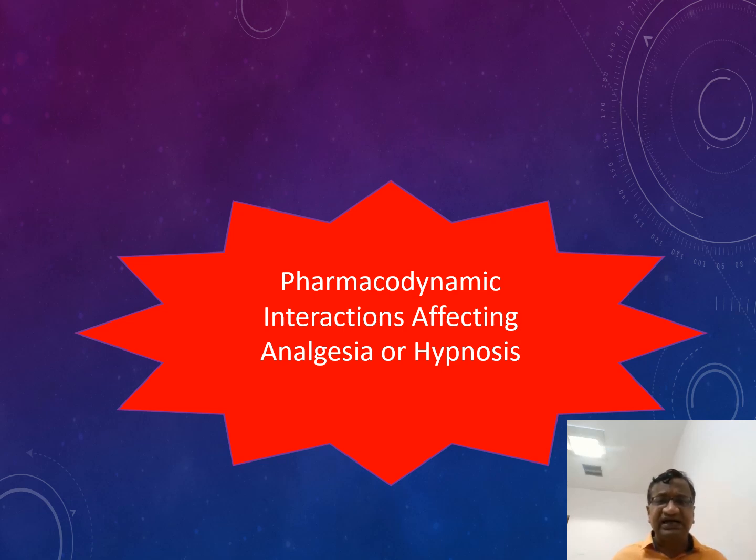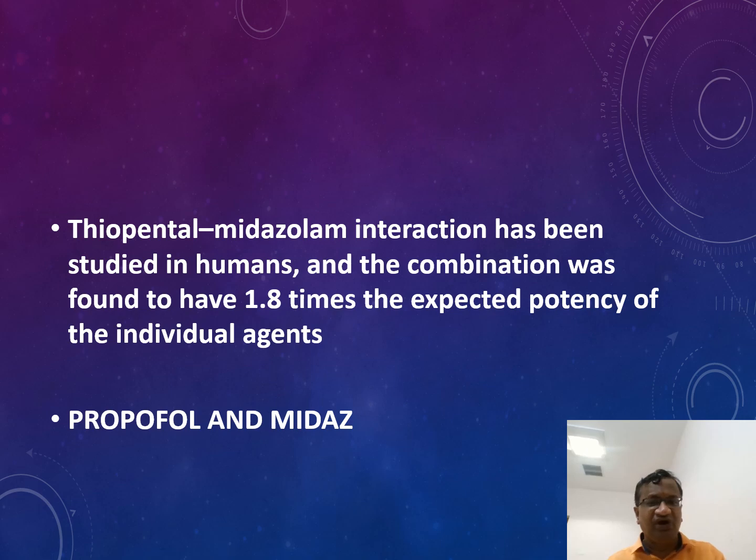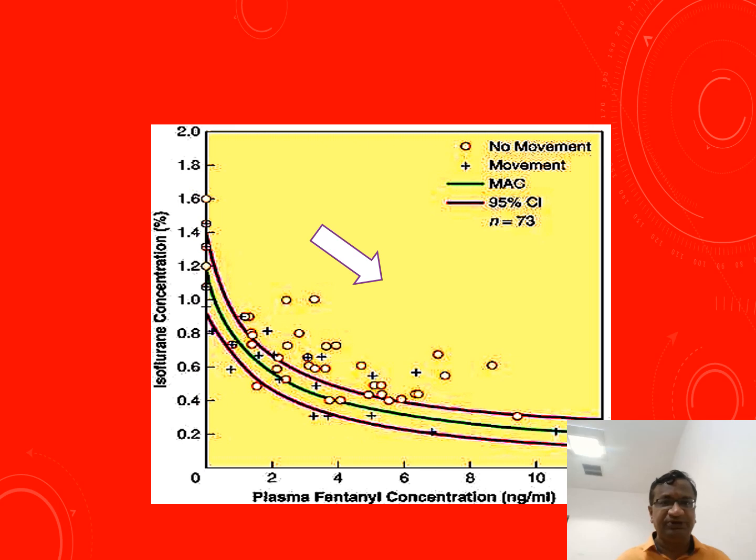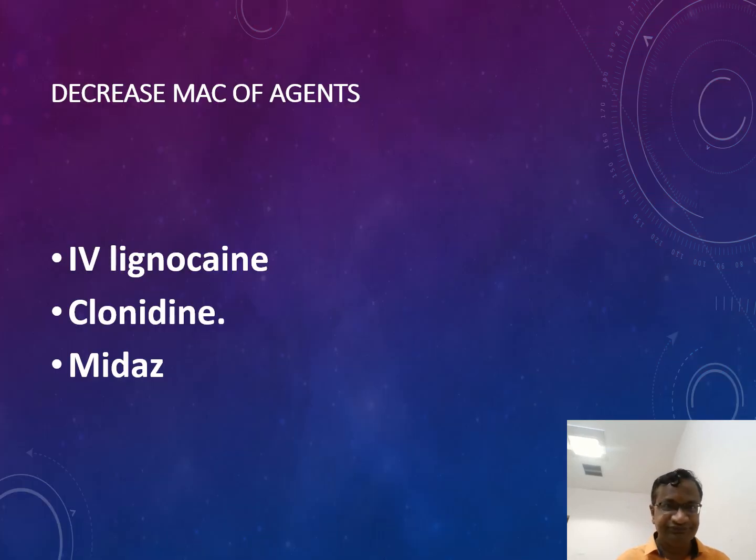Now, pharmacodynamic interactions affecting analgesia: propofol and midazolam. For thiopentone, midazolam is 1.8 times more potent. I want to put the graph like this. Here is the green MAC, for no movement. Plasma fentanyl concentration is increased. Now you see the isoflurane concentration needed for no movement is decreased. Decreased MAC of agents with IV lignocaine, clonidine, and midazolam. If you give IV lignocaine, that is what people start using now, lignocaine infusion. Clonidine is what I use because it is cheap, 27 rupees. So you give some clonidine to decrease the MAC of agents.